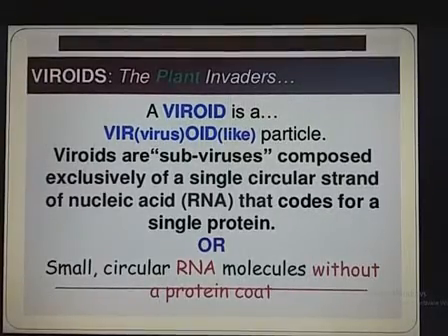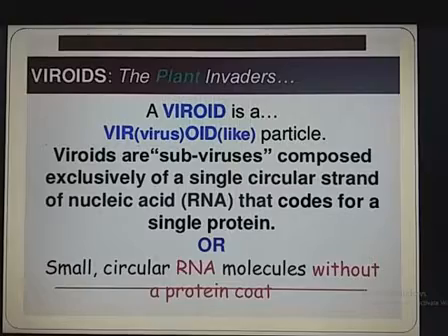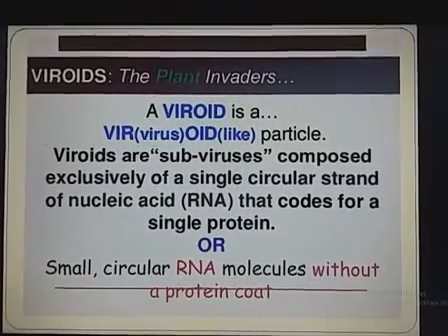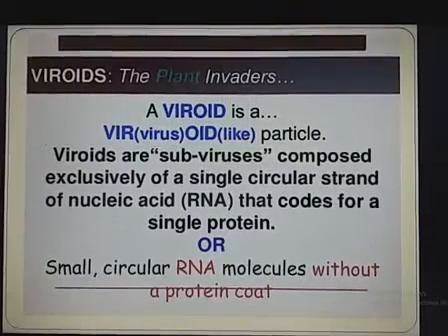Now viroids are actually subviruses which are composed of a single circular strand of nucleic acid, that means RNA. Viroid is basically composed of a circular RNA molecule without any protein coat. That means it is a totally naked single circular RNA molecule.